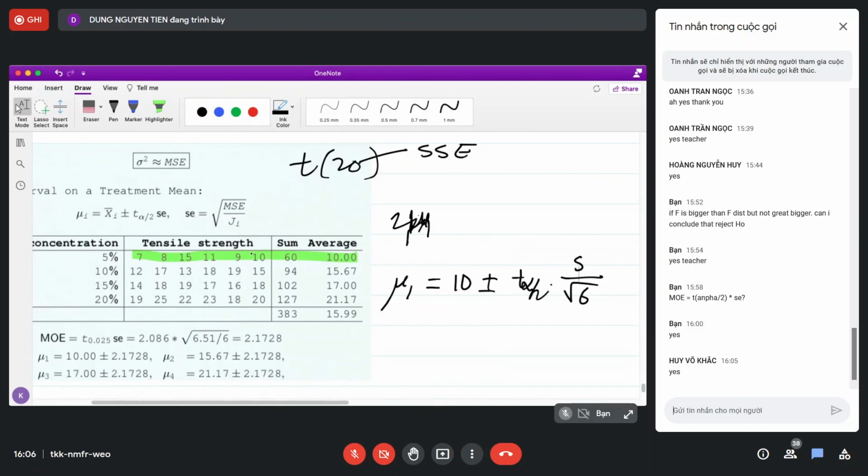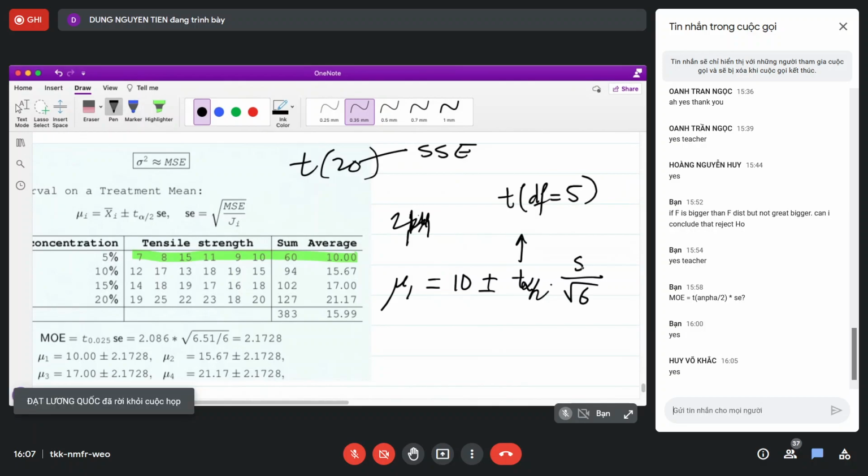Can I do it this way? And the t value here can be obtained by using a t distribution with degree of freedom 6 minus 1, so you get 5. So I use the t value with degree of freedom 5, and the s is simply the sample standard deviation. Can I do it that way?